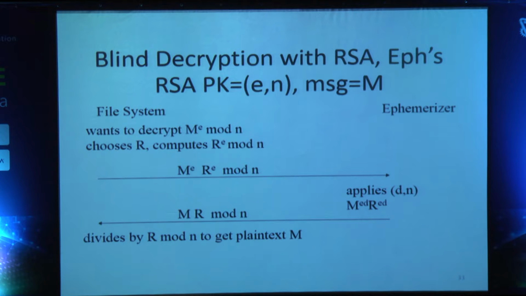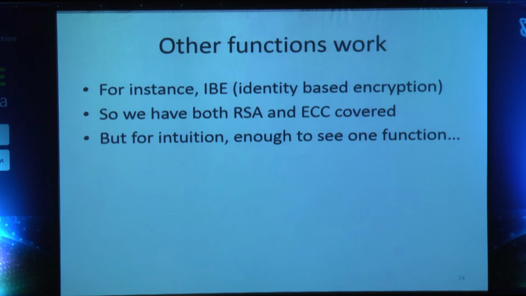and if you remember 11th grade arithmetic, when you raise this to the power d, the exponents multiply. You'll get M to the e times d times R to the e times d. They'll cancel out, because they're exponentiative inverses, and you get back M times R mod n, and then you divide by R mod n to get the plaintext M. And there are other functions that work. There's really only two public key things that people use, RSA and elliptic curves, and there's one that works with elliptic curves, but that's not as much fun to explain. The RSA is easy to understand.